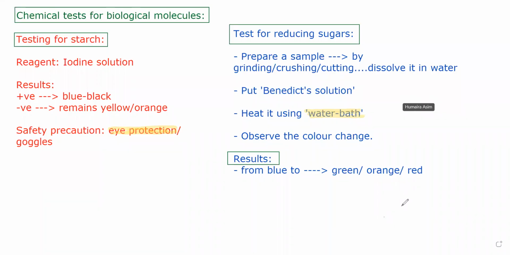So we have already discussed testing for starch and testing for reducing sugar. Now let's move on to testing for protein. As I told you earlier, preparing a sample is a general step which may be used for all of these tests or some of these tests. It really depends upon the sample that they have given you.